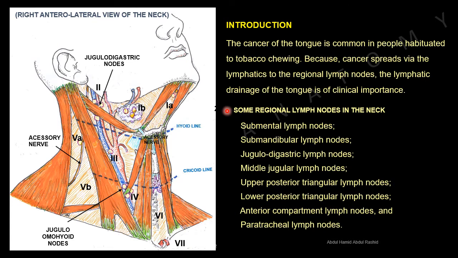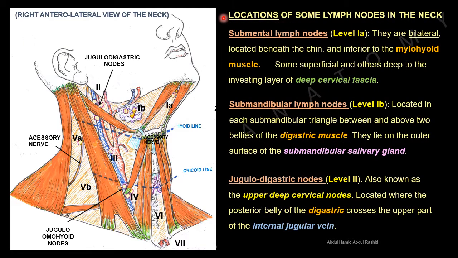Some regional lymph nodes in the neck are submental lymph nodes, submandibular lymph nodes, jugulo-digastric lymph nodes, middle jugular lymph nodes, upper posterior triangular lymph nodes, lower posterior triangular lymph nodes, anterior compartment lymph nodes, and paratracheal lymph nodes. Locations of some lymph nodes in the neck.